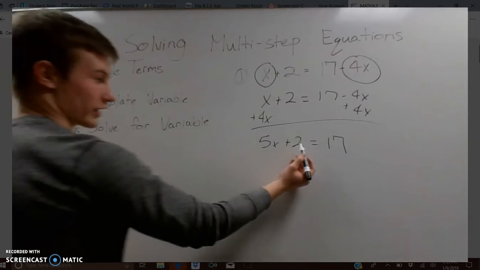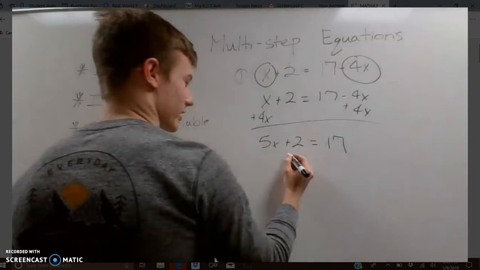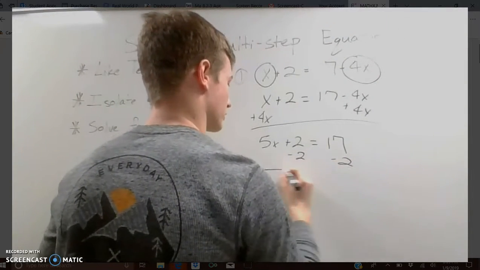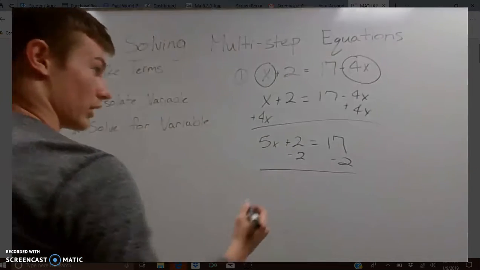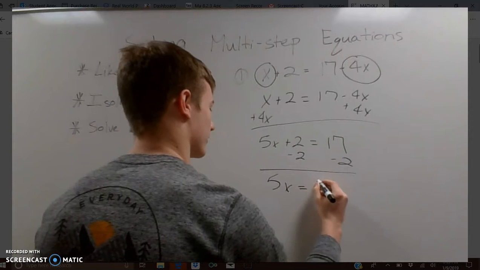After that, our other like terms would be 2 and 17. So we're going to do the same thing. We're going to subtract 2 from both sides. What we're left with is 5x equals 15.